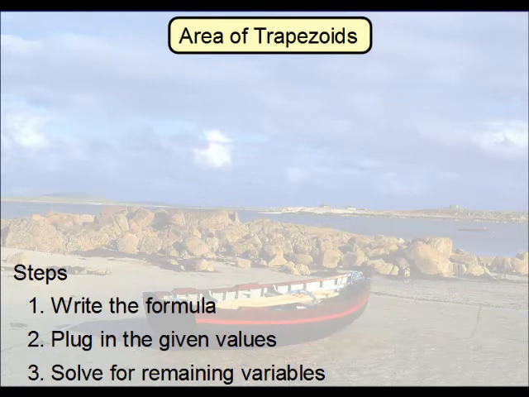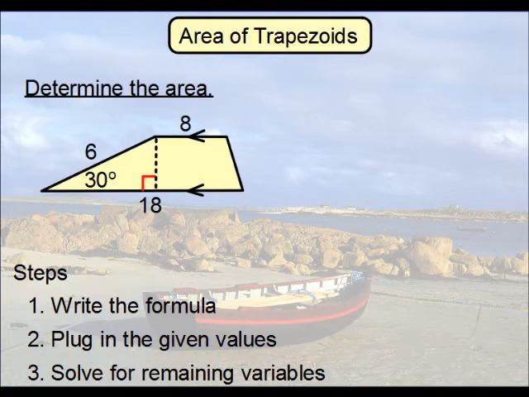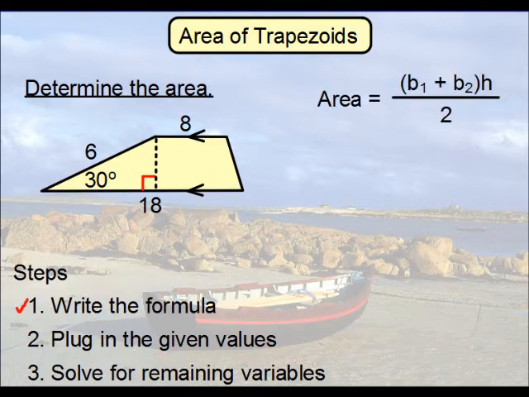Okay, how about we do another? Let's determine the area of this particular trapezoid. As stated before, we want to begin with our formula, and then we want to plug in our values. You might note that the bases are the parallel sides, which are 8 and 18. So that's going to go here and here.